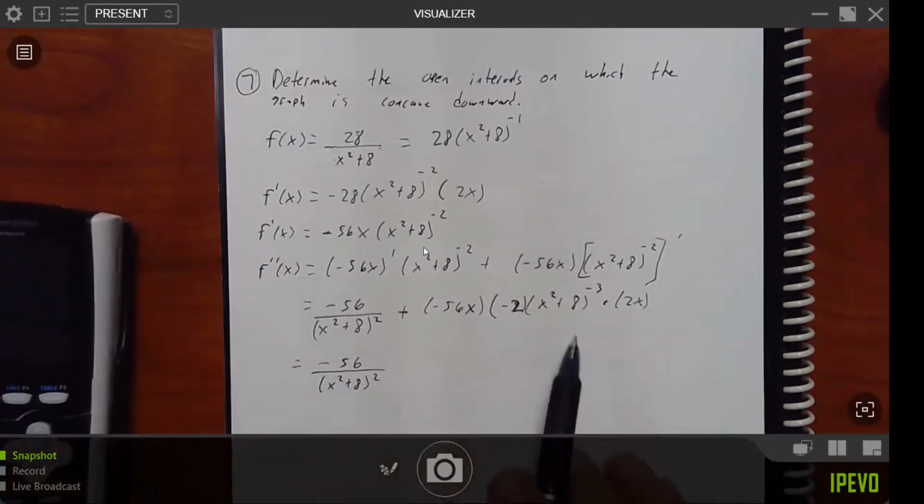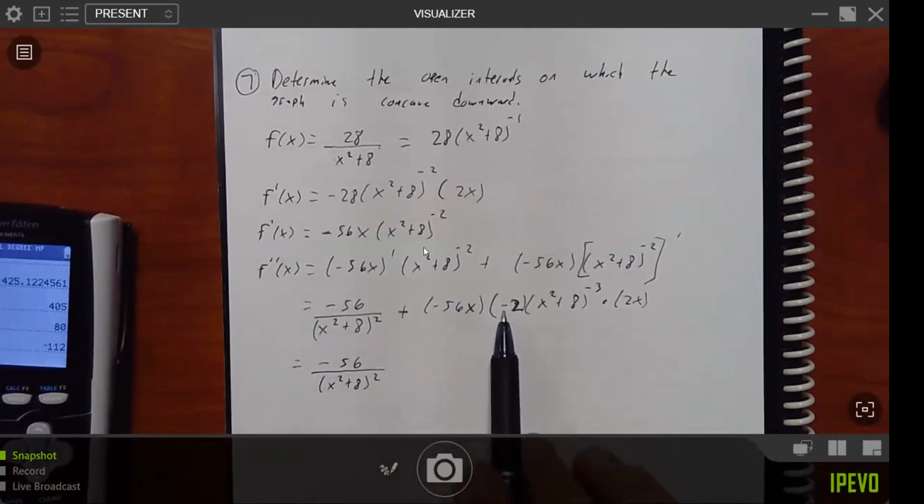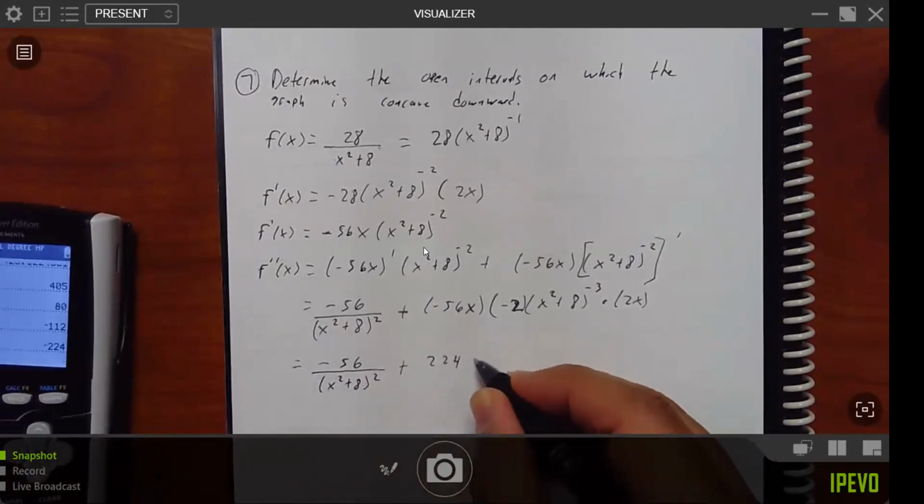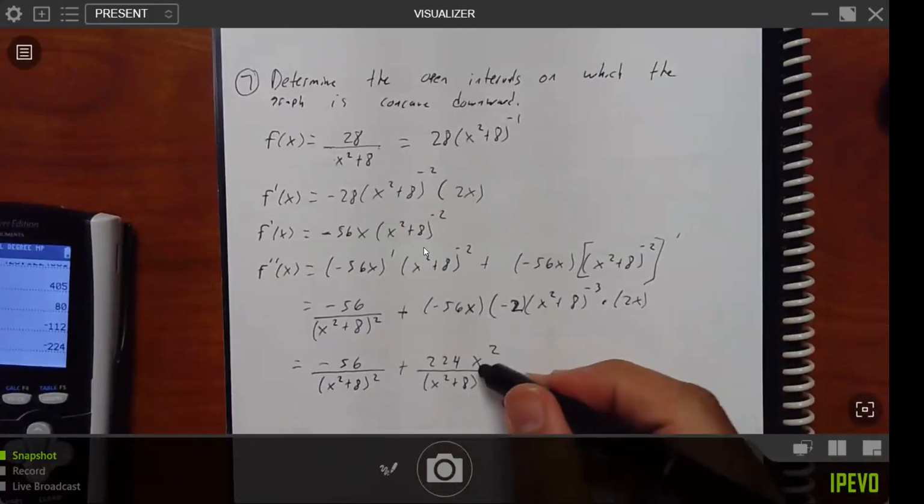So multiply all these numbers. Negative 2 times negative 56 is positive, right? 112 times another 2. That would be positive 224. x times x will be x squared over x squared plus 8 to the negative 3. Oops, sorry, positive.